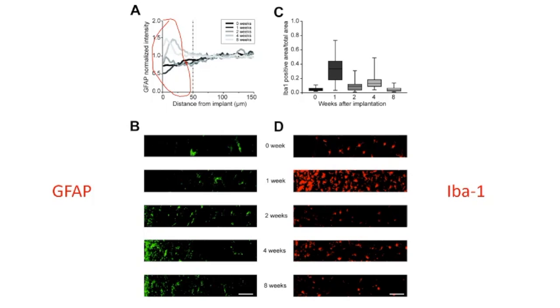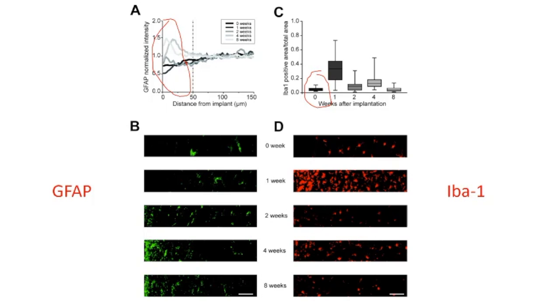Additionally, the ionized calcium binding adapter protein, IBA1, was also studied. IBA1 represents a protein that is expressed in microglia and is upregulated following nerve or tissue injury. It was found that IBA1 reactivity was low, and although it was found inside the scaffold, no scar-like formation occurred.